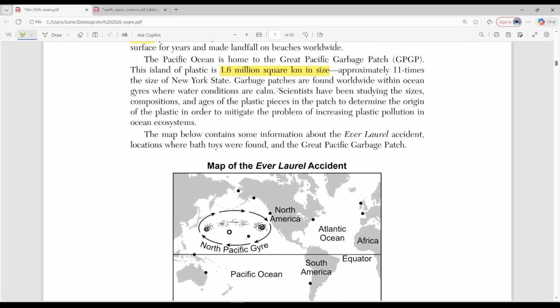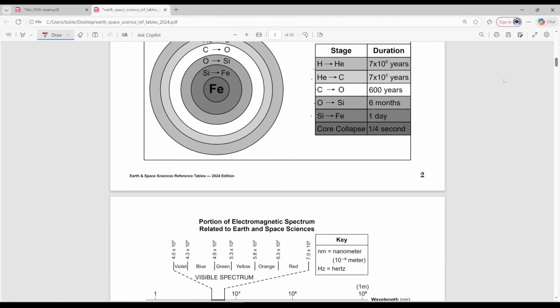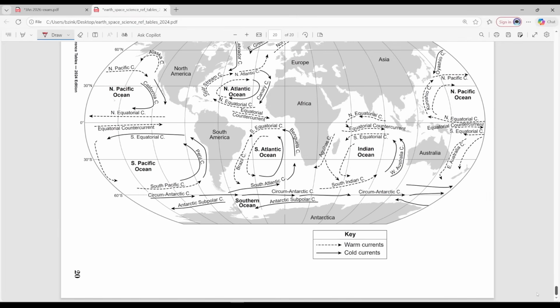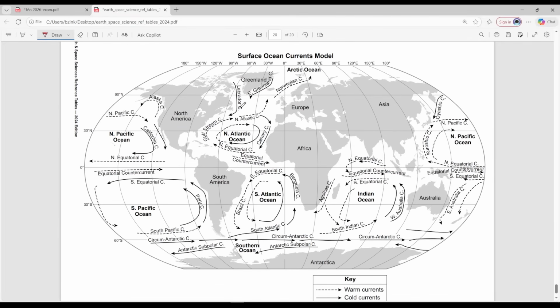Now I'm just going to stop right here. Whenever I see anything to do with surface ocean currents, you want to go to page 20 on the reference table, which is the back of it. So it's probably going to ask us about this, but we'll see.